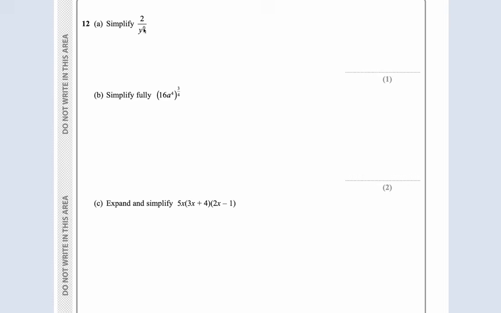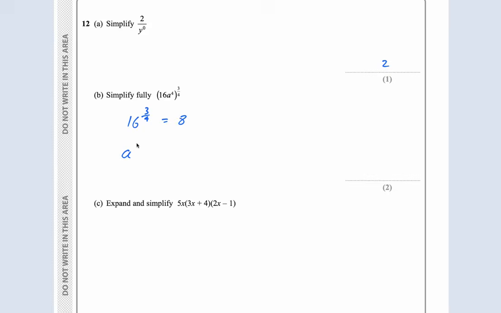Okay, question 12. Simplify. This is easy, guys. Anything to the power of 0 is 1. 2 over 1 is 2. Next one. 16 to the power of 3/4. You can do this on the calculator, guys, but it's the 4th root of 16, which is 2. 2 cubed is 8. So that's 8.